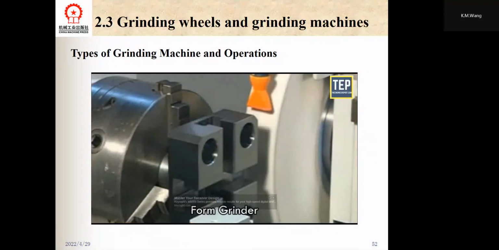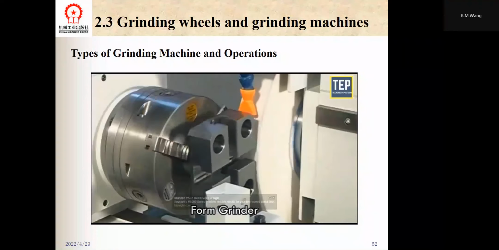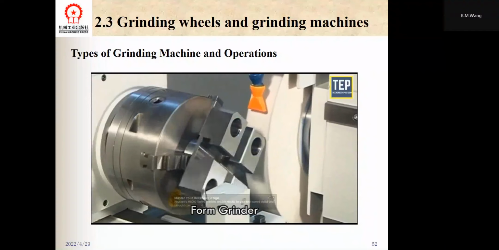Form grinder. Grinding wheels of different shapes are used in this type of grinder. Wheels are given feed and accurate grinding is done, as per the shape of the grinding wheel, on the moving cylindrical surface.